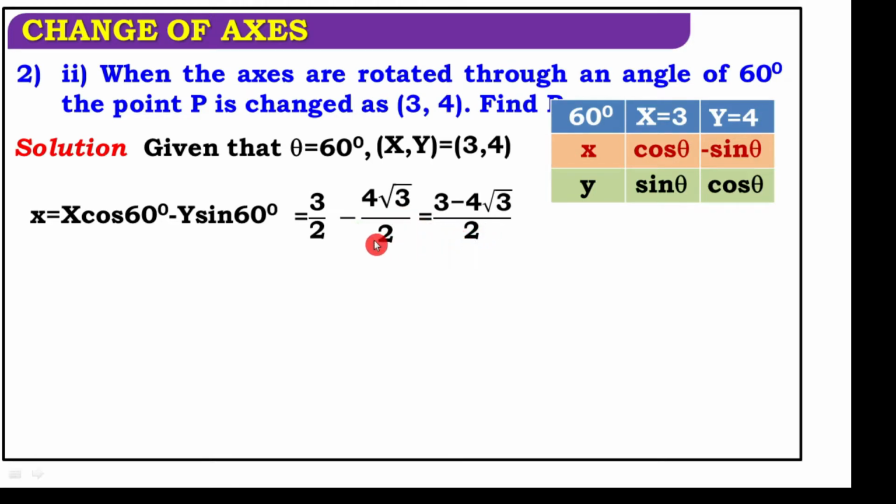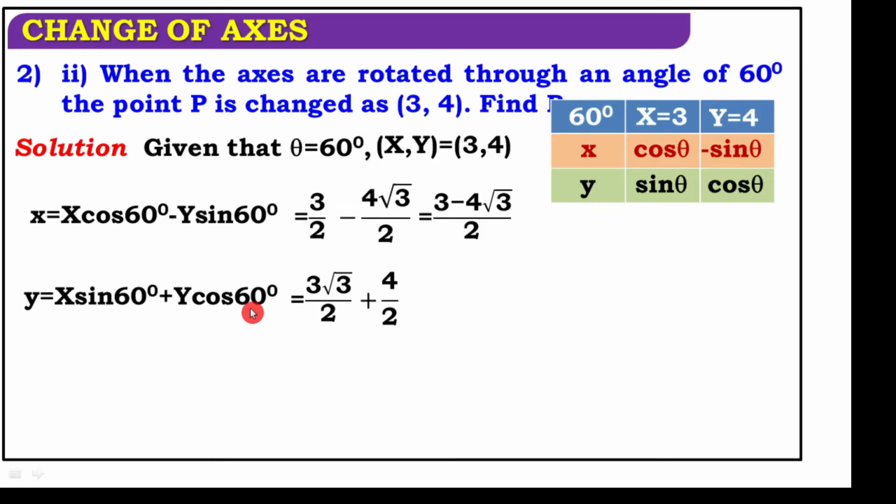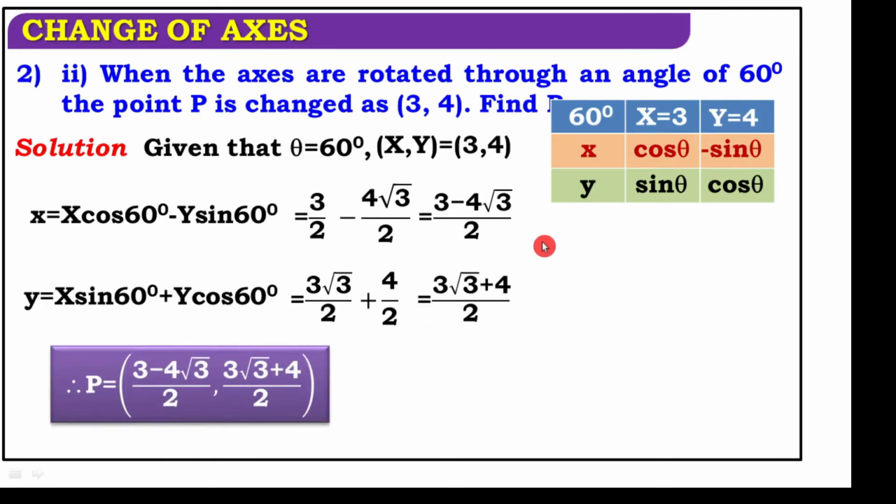Like that, what about small y? Small y equals X sin theta plus Y cos theta. So X into sin 60 plus Y into cos 60. The value of X is 3, sin 60 is root 3 by 2, plus the value of Y is 4 and cos 60 is 1 by 2. So 3 root 3 plus 4 by 2. Therefore, point P is (3 minus 4 root 3 by 2, 3 root 3 plus 4 by 2).